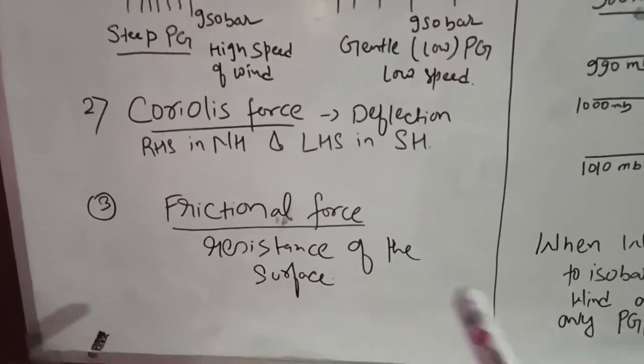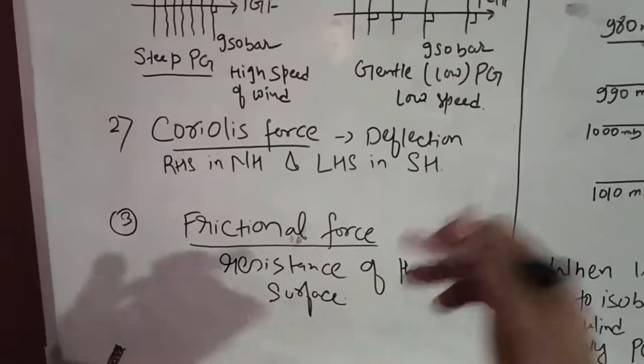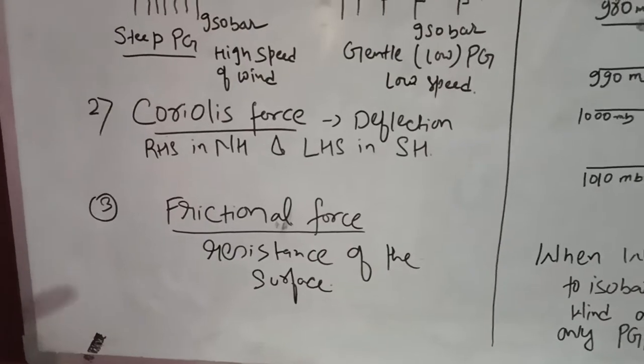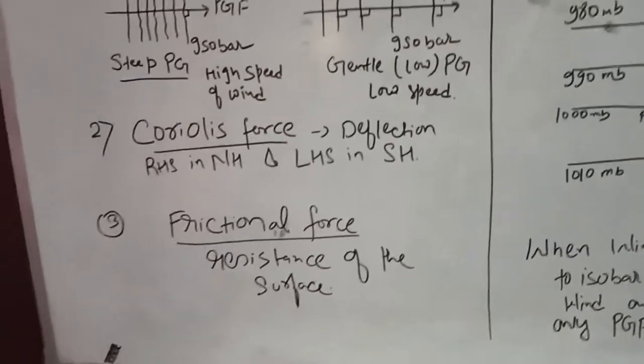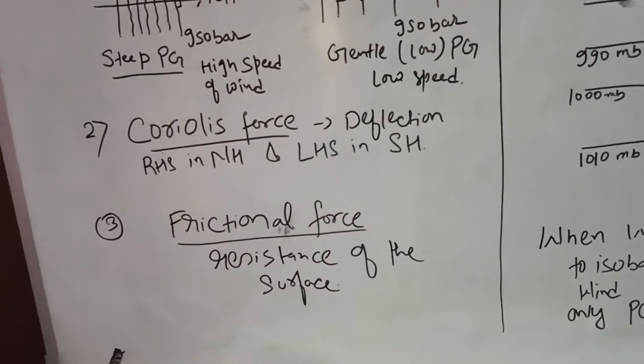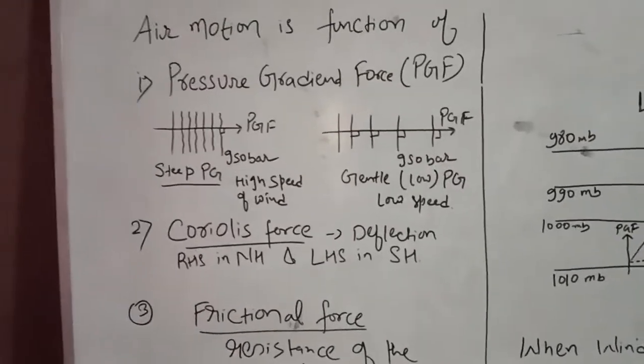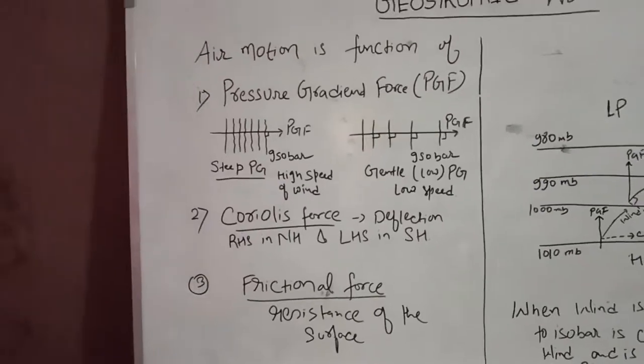This applies to winds blowing at a height of 1 kilometer, 2 kilometers, or 1.5 kilometers above the earth's surface. That type of wind is always deflected and decreases in speed because of the frictional force. Now, these three forces are responsible for modifying the direction of the wind.